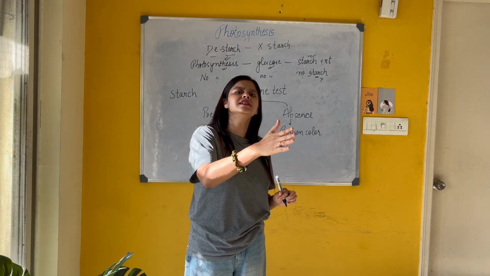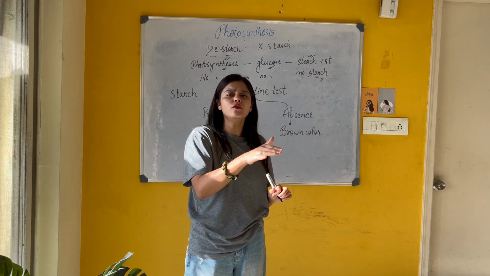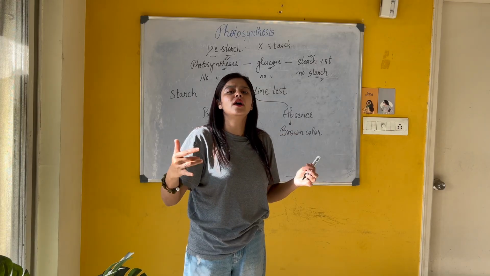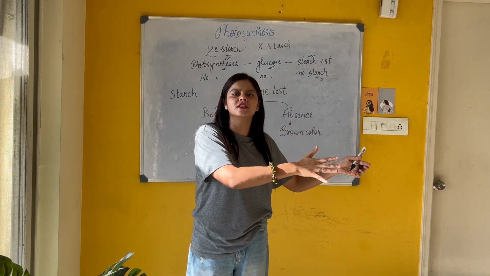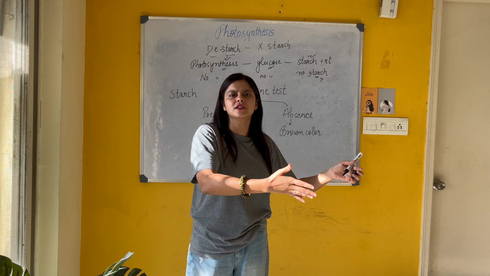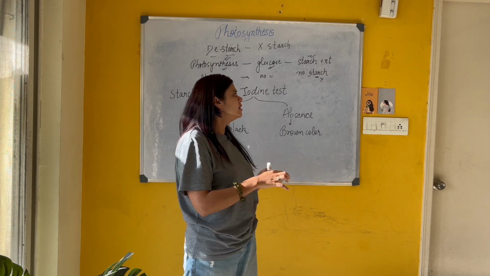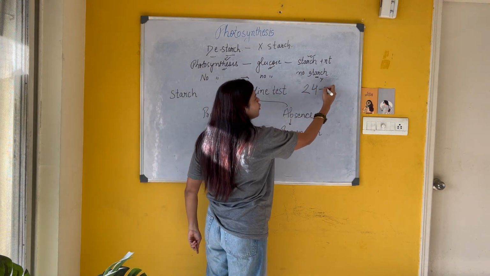So if you have to destarch a plant, if you have to remove all the starch from a plant, what do you have to do? You have to stop photosynthesis. And how will you stop photosynthesis? By keeping the plant in dark for 24 to 48 hours.